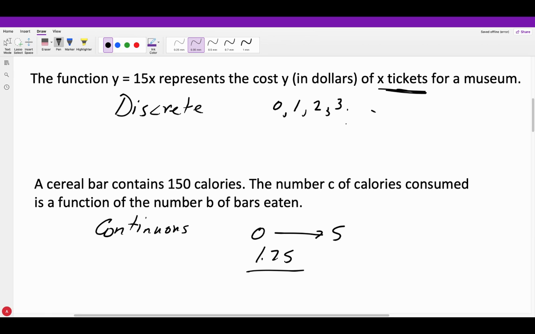Whereas with discrete, if we can only sell 5 tickets, then it's only 0, 1, 2, 3, 4, 5, and we can't do any other number in between. All right, so when we're dealing with discrete, it's going to be those finite counting cases, whereas continuous is every single thing in between. Now the last thing we're going to do is graph each of these two examples just to show you the difference between a graph once again.